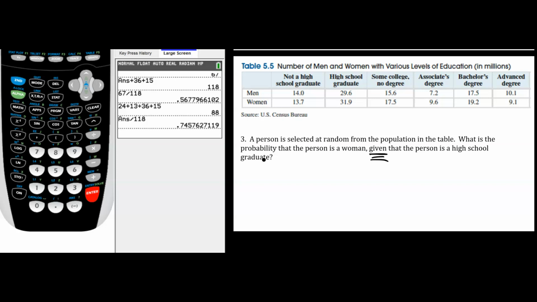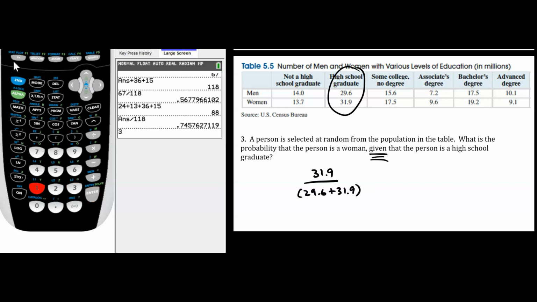And so as we've seen earlier in this module, whatever is after the word given is exactly what we want to subset our table to be. And so let's take the original table and instead of looking at the entire thing, say, well, hey, we're just looking at when the person's a high school graduate. So we're just looking at this column right here. So when we're just looking at this, given that the person's a high school graduate, the probability that the person's a woman would be 31.9 out of 29.6 plus 31.9. So out of the total number of people where high school is their highest level of education.